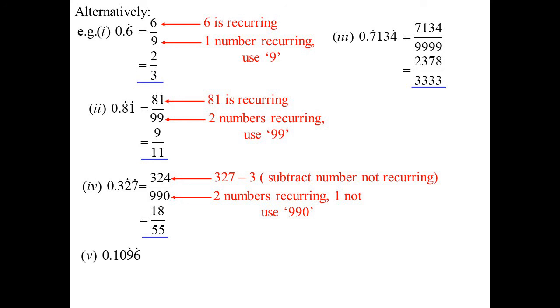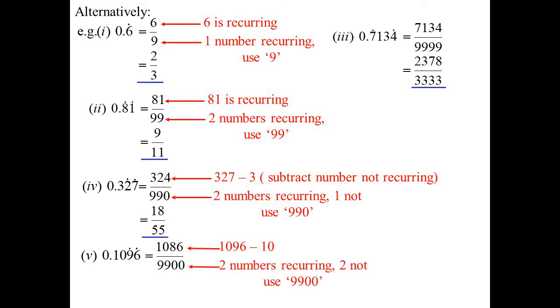So if I had this one then, 0.1096, but only the 9 and 6 are recurring. So in other words, 0.109696969696, I know the top is going to be 1086, because that's 1096, minus 10, the number that's not recurring. And on the bottom, two 9s, two 0s. And there's the answer, which simplifies down, there it is, 181 on 1650. So much quicker than playing around with all that algebra. So if you recognise a pattern, beautiful. Use it to your advantage.